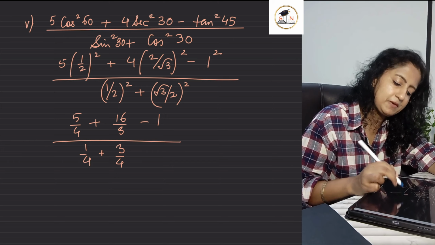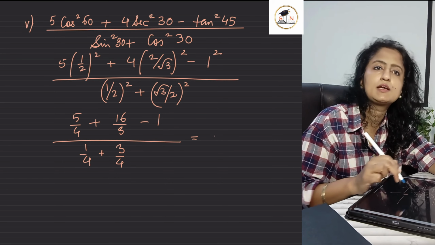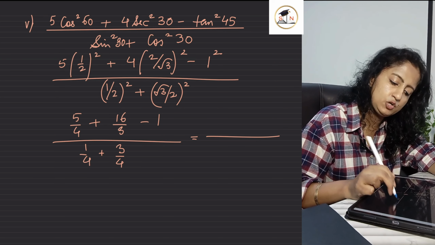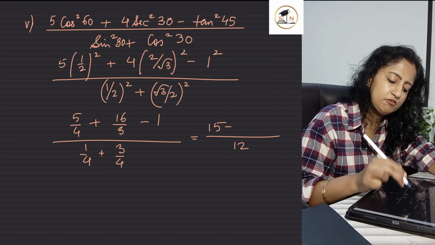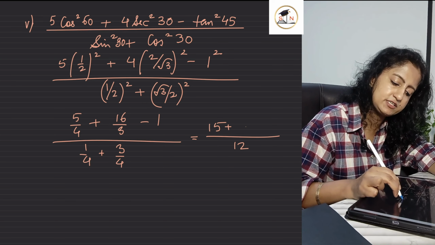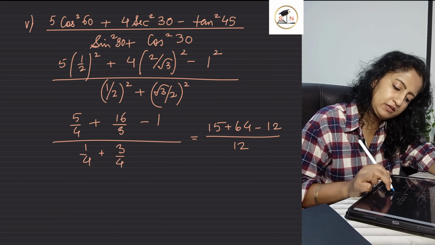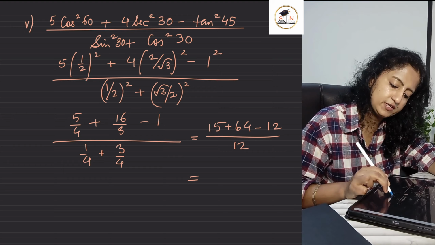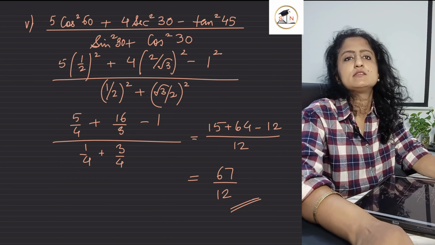So now in the next step, I am not going to continue with the denominator, but let's do the calculations for numerator. The LCM comes out to be 12. So it becomes 15. Then 4 times 16 is 64. And the last minus 12. Now what we get? 15 minus 12 is 3. And 3 plus 64 is 67 over 12, being your final answer.